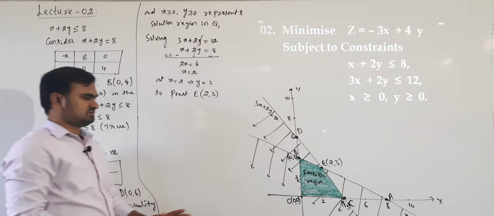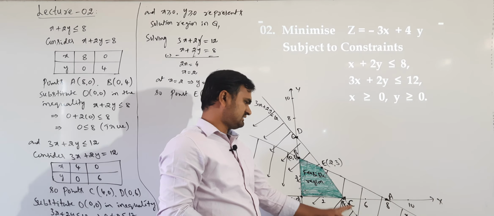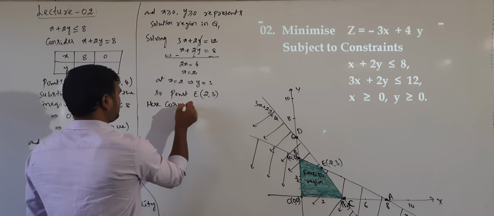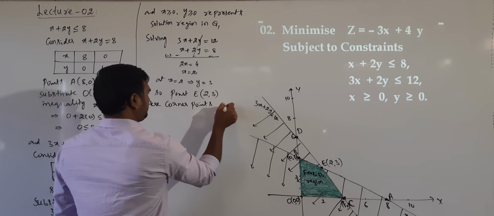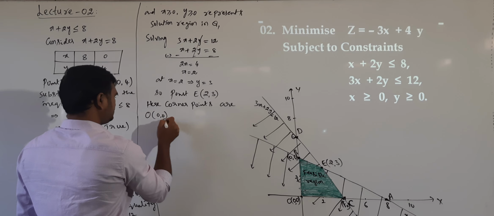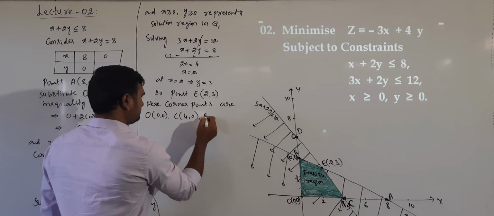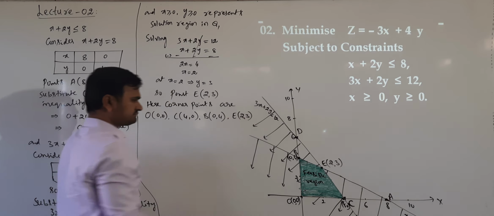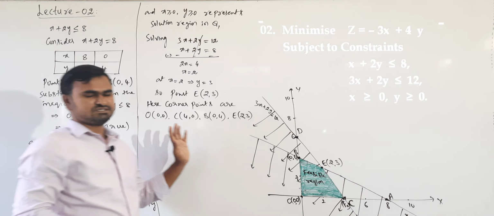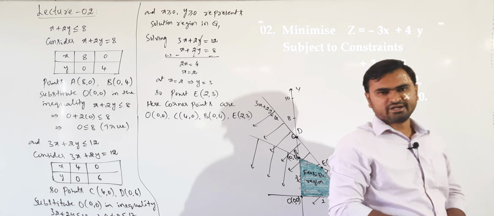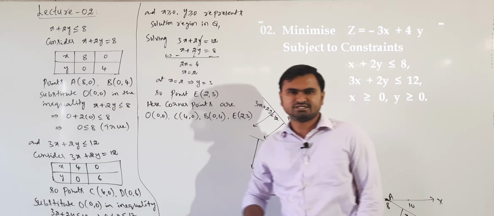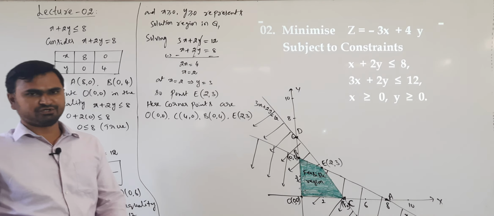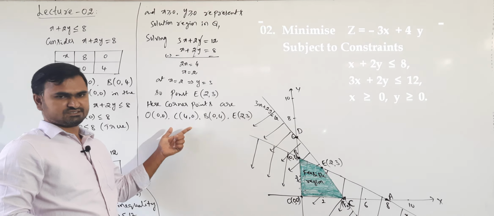Understand? So how many corner points do we have? Origin, C, E and B. So here the corner points are O 0, 0, C 4, 0, B 0, 4 and E 2, 3. Right. So this is the second step: after identifying the feasible region, we find the corner points, that is the boundary points. So we have 4 boundary points. Now after finding the corner points, what is the next step?